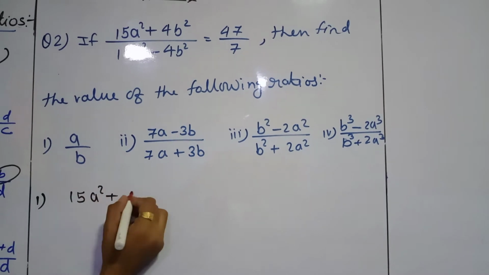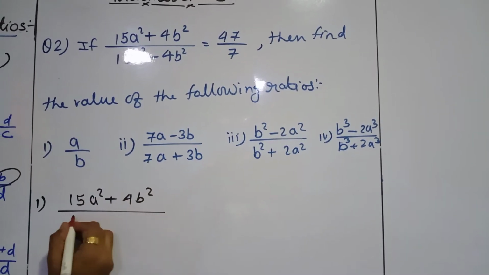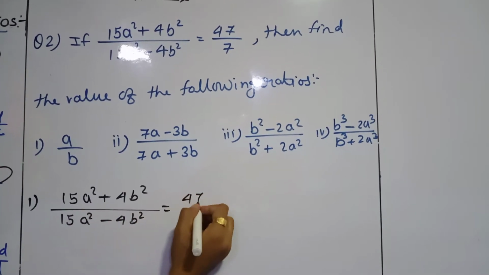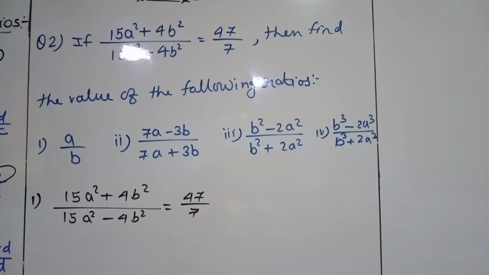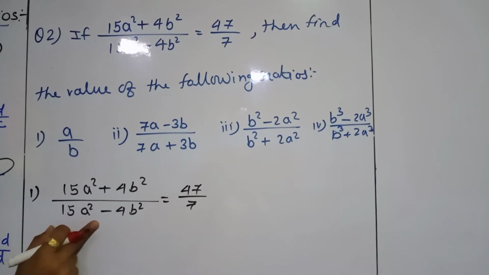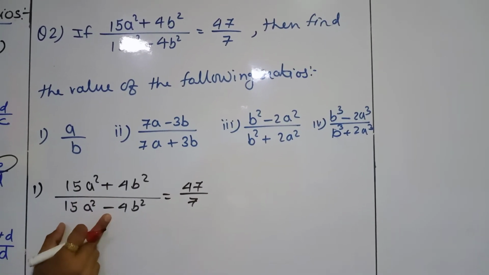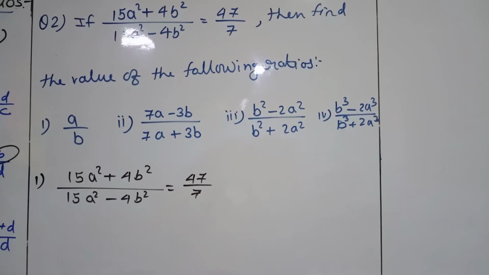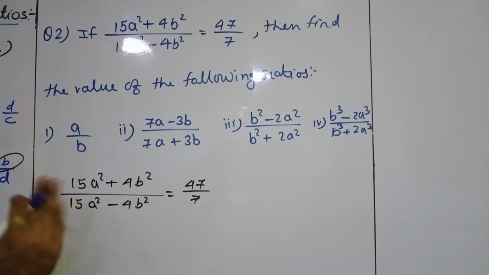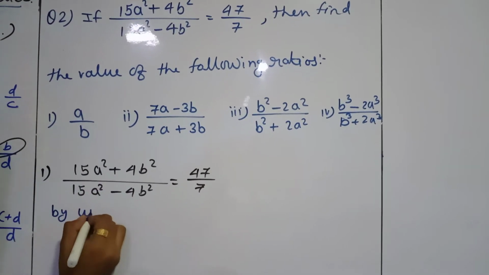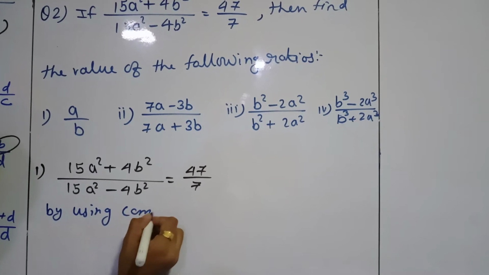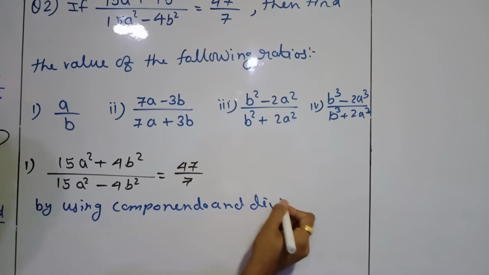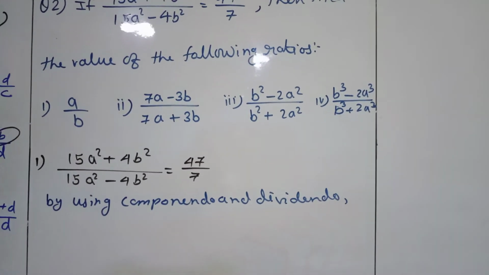15a square plus 4b square upon 15a square minus 4b square is equal to 47 upon 7. What operations are applied over here? Plus minus means componendo and dividendo. Again we have to apply the componendo and dividendo. Whatever is there, repeat that. By using componendo and dividendo, what we are getting?